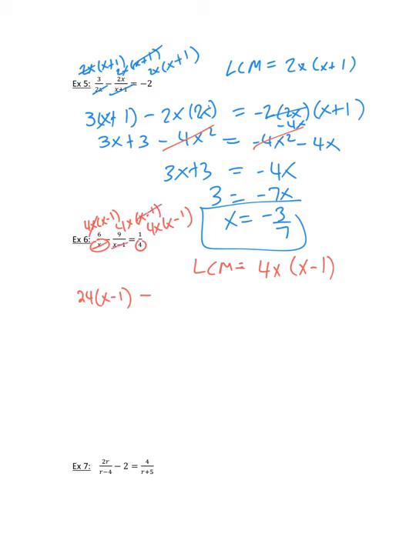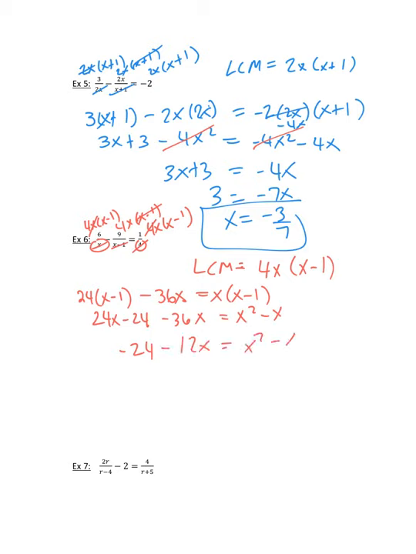Minus x minus 1's cancel. I have 9 times 4x, which is 36x. Equals 4 cancels with 4, and I just have x times x minus 1. So I now have 24x minus 24 minus 36x equals x squared minus x. So we're going to have here negative 24x, negative 24 minus 12x equals x squared minus x.